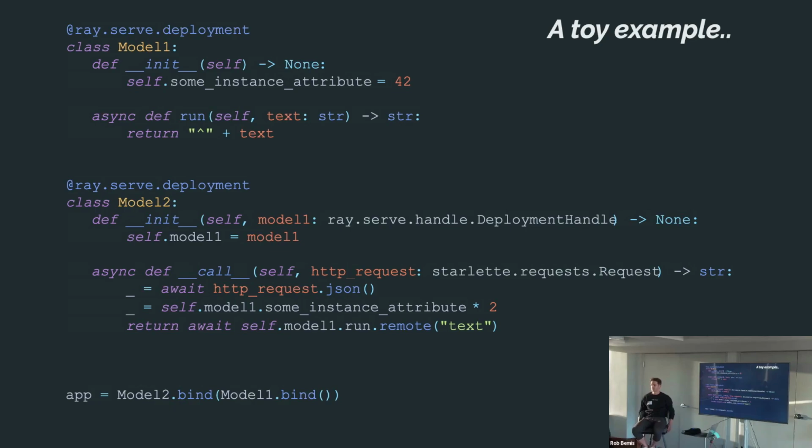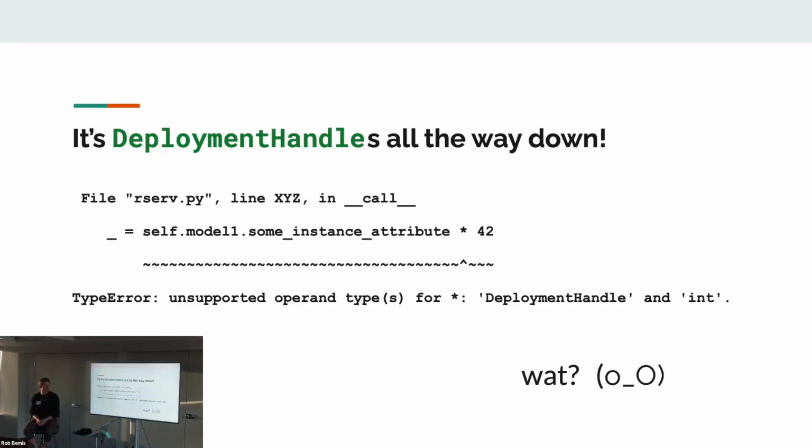Now you can see in the async def call method, I am delegating to Model 1. I'm delegating to Model 1's run method, and I'm delegating to Model 1 some instance attribute. Well, what happens here? It's an interesting question, Paul. What happens is, you see I passed Model 1 a deployment handle to Model 2. Well, now it turns out that every instance attribute of Model 1 is also a deployment handle. This was an unexpected development.